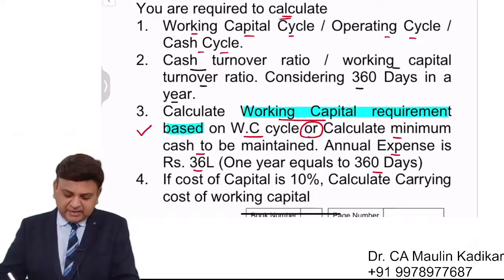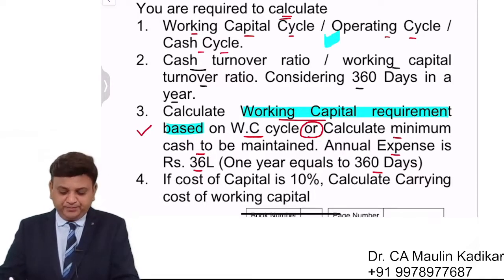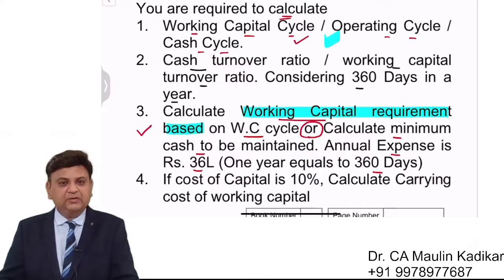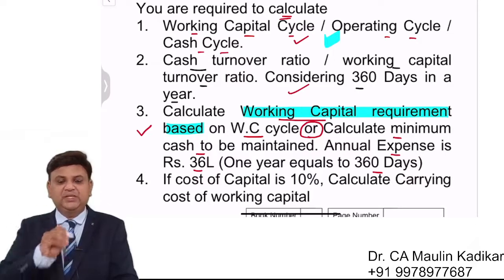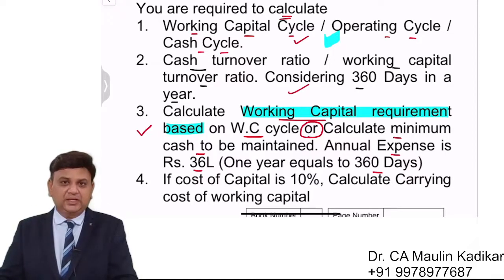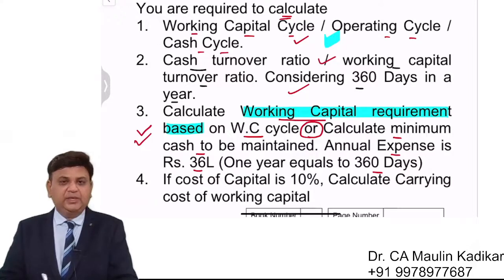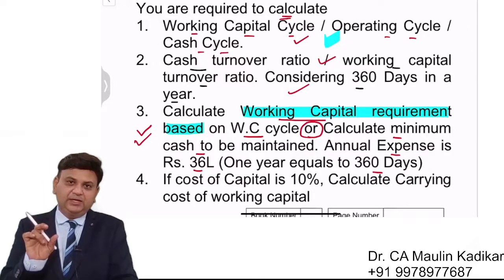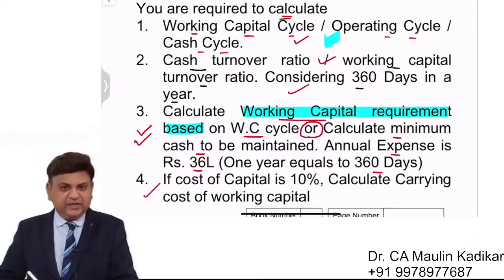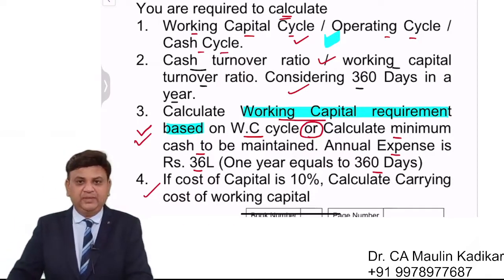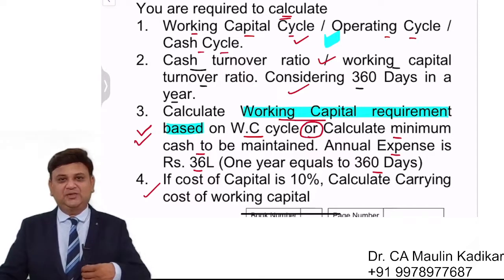So we are making the calculation of the working capital cycle. This is the objective. How to calculate, that is what we have discussed. Cash turnover ratio or working capital turnover ratio indicates the number of times there is a rotation of the working capital in a year. So based on this cash turnover ratio, you can compute the working capital investment, that is 36 lakhs divided by 3, and the answer would be 12 lakhs. And for the last one, the working capital into cost of capital is the annualized carrying cost.